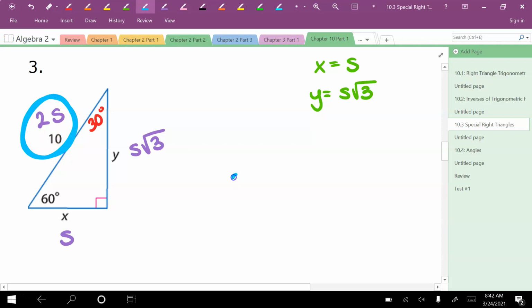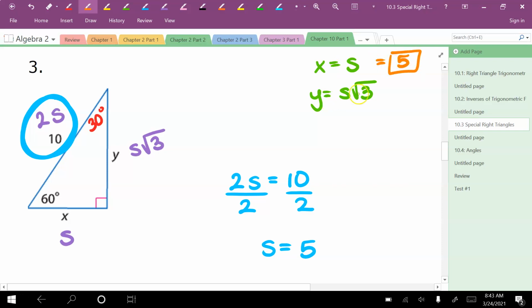So we're going to set 2s equal to your 10. How do we solve for s? Divide by 2. So we get s equals 5. Now that I have s, I go back to my x and to my y and plug them in. For x, that's just your s value, so x equals 5. And then for y, it's 5 radical 3, because you're just going to attach those two pieces. And that's your answer for that one.